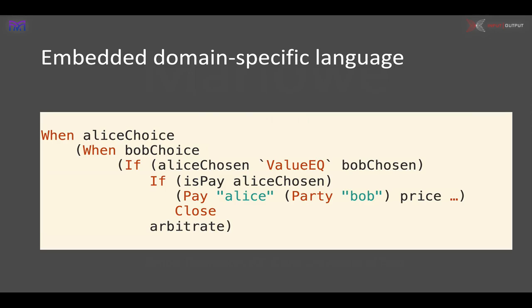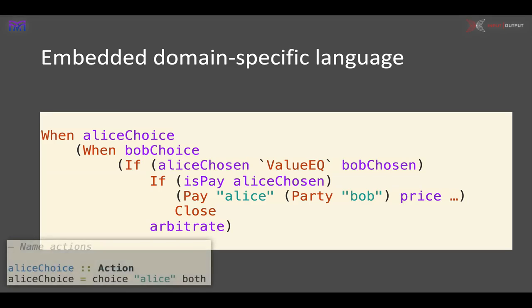If you remember, we said when Alice makes a choice, when Bob makes a choice, and so on. So we use our embedded domain-specific language. But in fact, all the things you see here in purple are defined themselves in Haskell. So, for example, Alice choice is a name for an action. It gives us an abbreviation for the choice Alice has made.